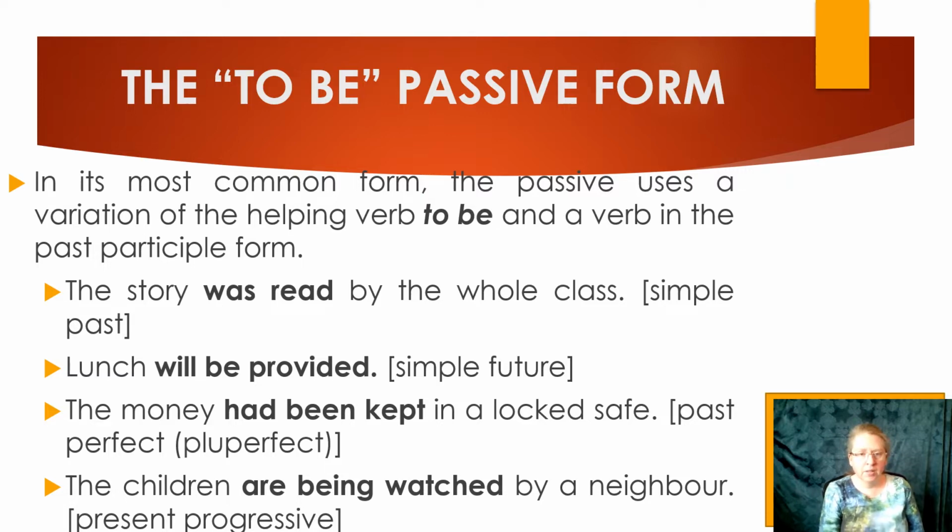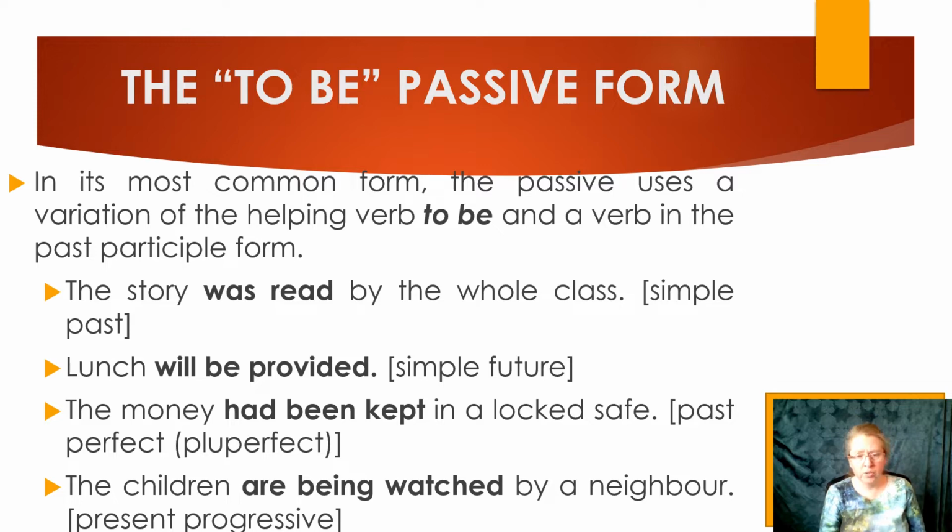All right. Lunch will be provided. This is the simple future passive tense. If it was not in passive, it would say somebody provided lunch, but we don't know who from this sentence. The money had been kept in the locked safe. This is the past perfect or pluperfect.